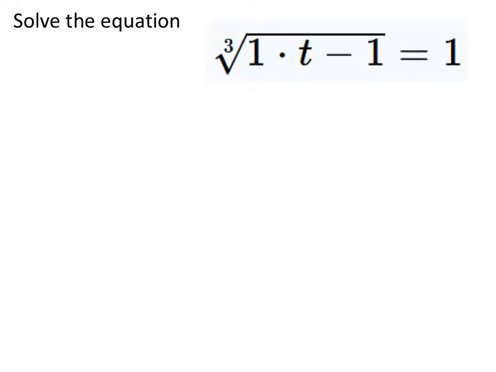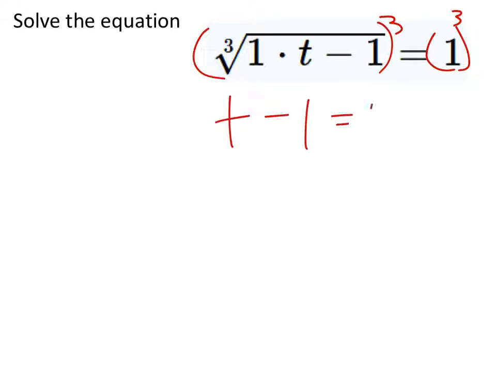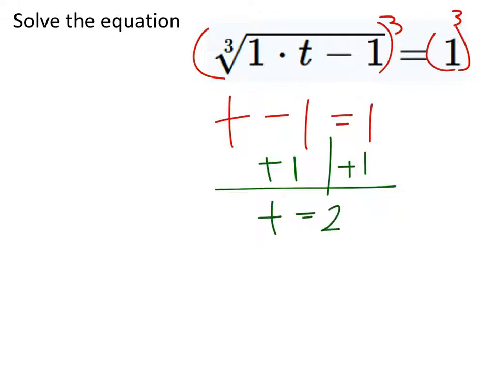Okay, there's our first cube root that we've seen today. And we'll need to cube both sides. And 1 cubed is a pretty easy number to cube. So I end up with 1t, which is just t. t minus 1 equals 1. So I'm going to add 1 to both sides. And I got t is 2.